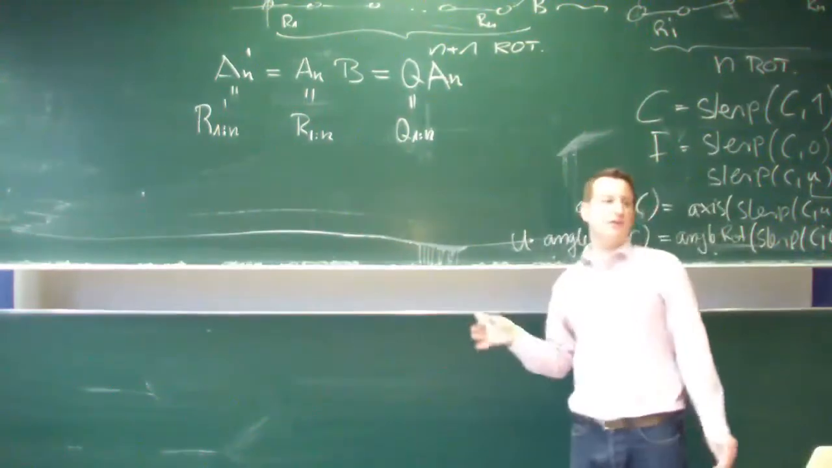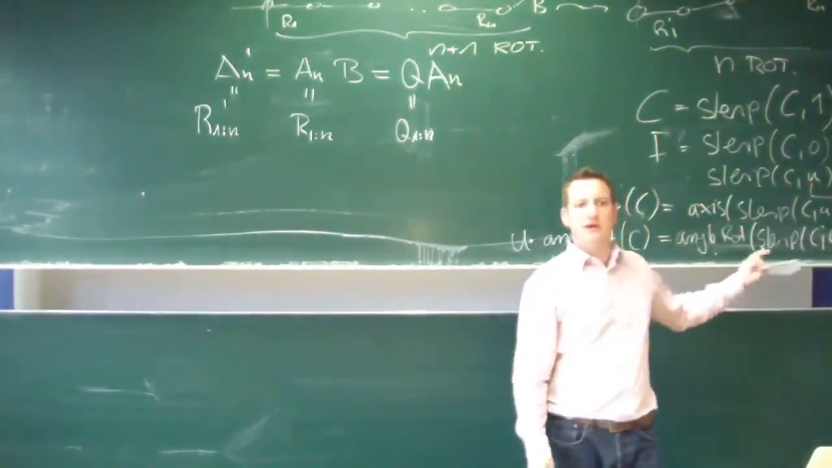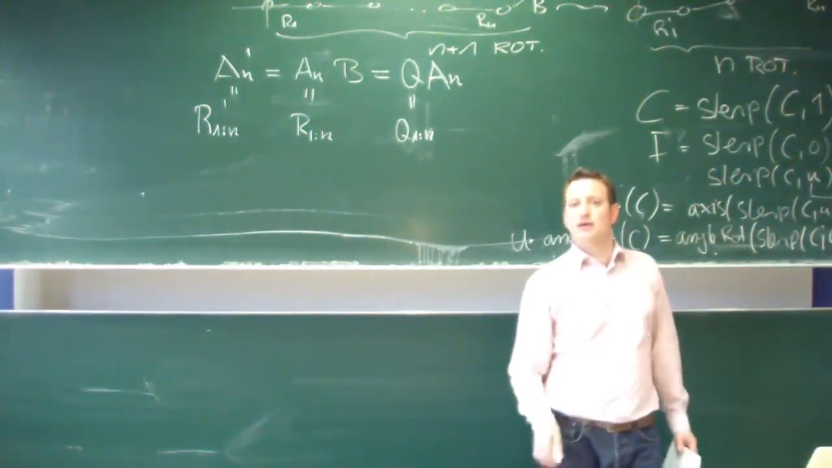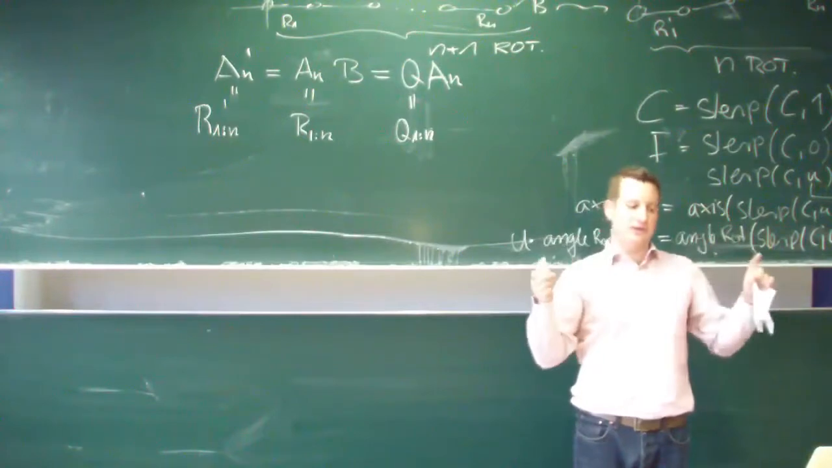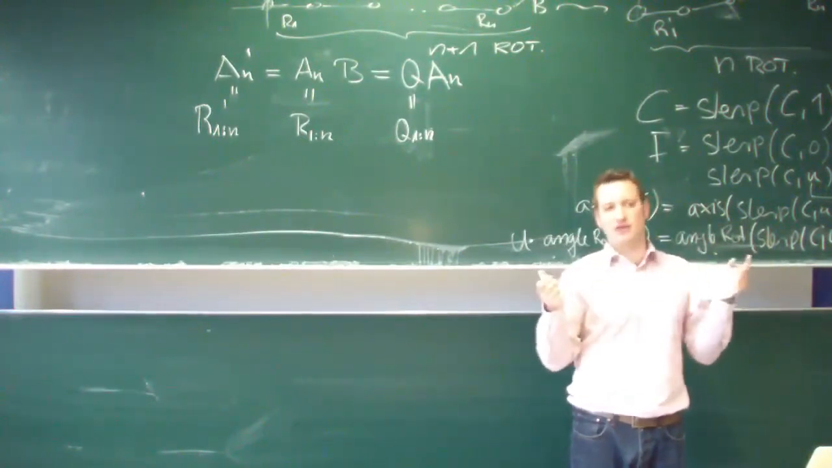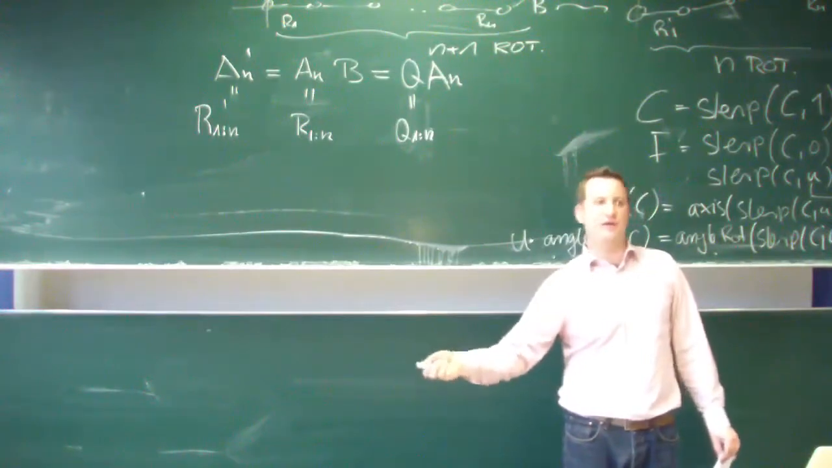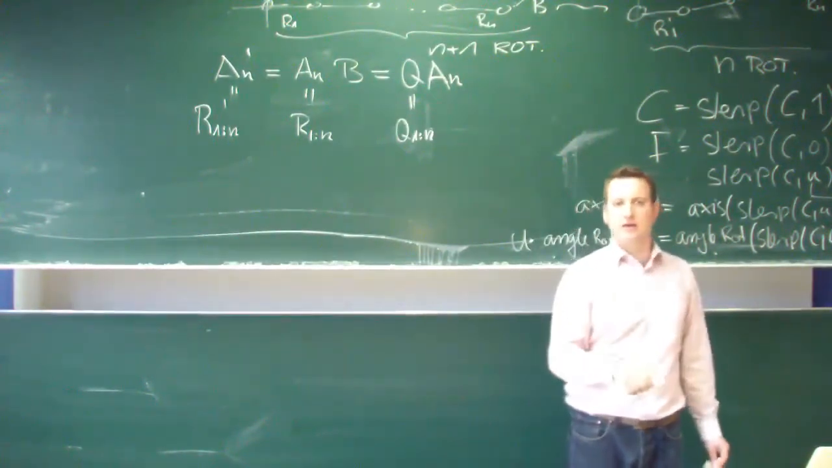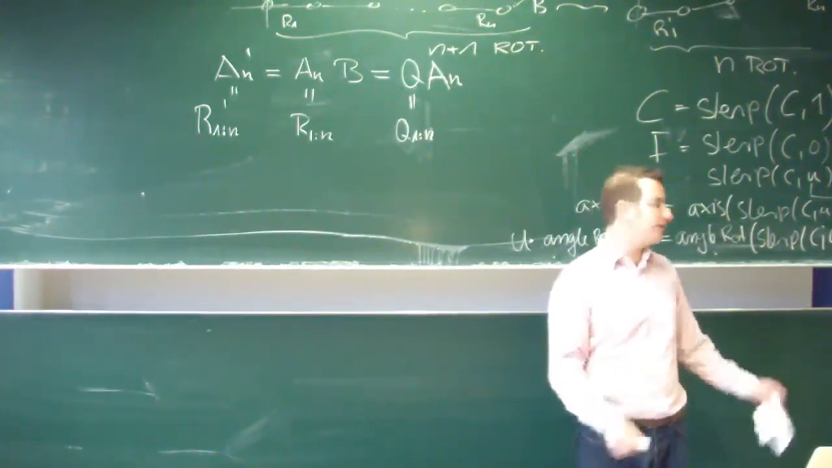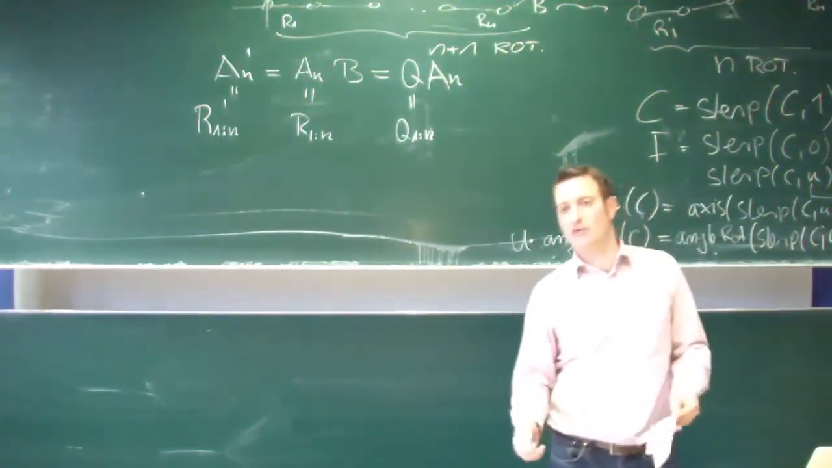Something which is trivial in 1D, where we have just one rotation angle, is non-trivial if I have more than one rotation angle. The reason why this is non-trivial is that rotation is a non-commutative operation. So it makes a difference if I first rotate around axis 1 and then around axis 2, or if I first rotate around axis 2 and then around axis 1. That's why this is non-trivial if you have more than one rotation axis.